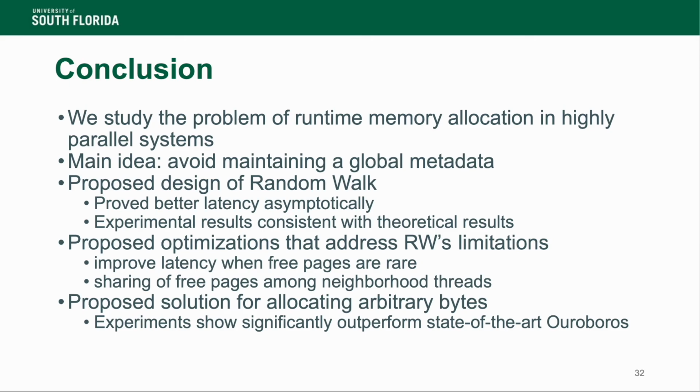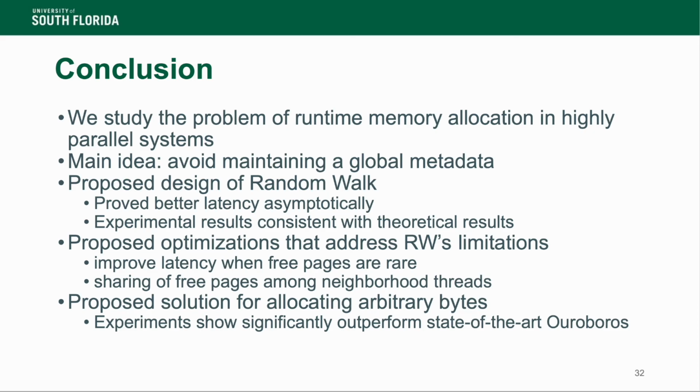In conclusion, we studied the problem of runtime memory allocation in highly parallel software systems with a focus on GPUs. The main idea of our design is to avoid maintaining metadata that could become a major bottleneck in a high concurrency system. Based on that philosophy, we proposed a memory allocation design based on a random walk mechanism and have proven mathematically that RW can significantly outperform the queue-based solution under most scenarios.